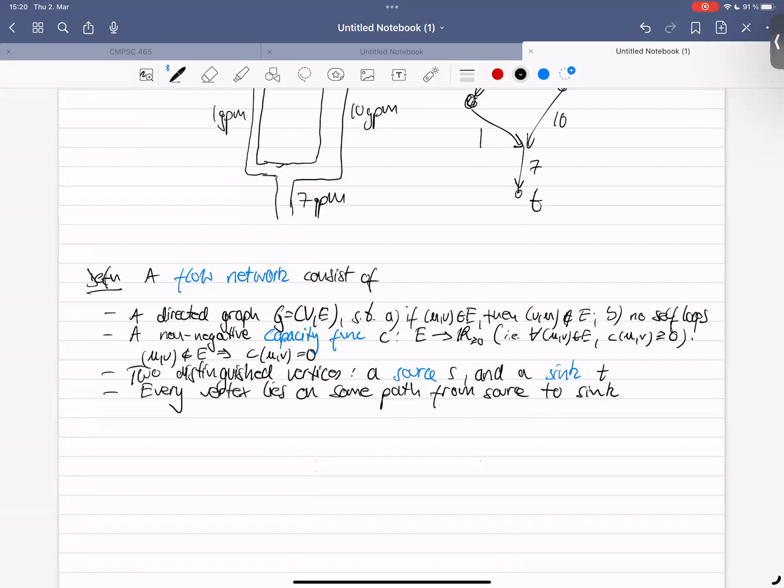By the way, how's my handwriting in the morning? Yeah, good. Glad to hear. In the morning, I got some complaints about my handwriting, so I put a lot of effort here in making this readable.